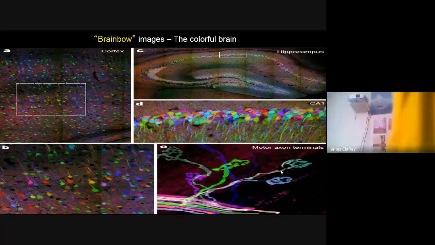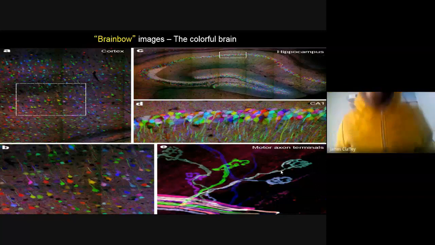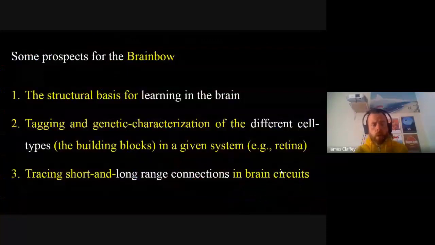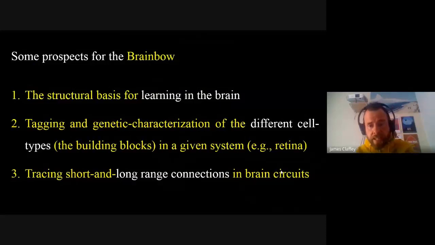With them, we have these motor axon neurons, sensory neurons, and also interneurons. These images are microscopic, and they're really important. So what does it do? What are the prospects behind it? Why is it important? The structural basis for learning in the brain.